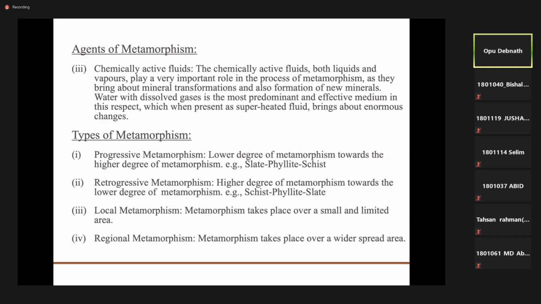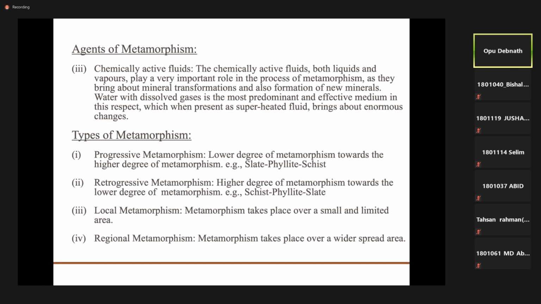So this will be progressive metamorphism. And retrogressive metamorphism, if the reverse condition occurs, will be called the retrogressive metamorphism. The third one is the local metamorphism. That means these last two options are based on the boundary.